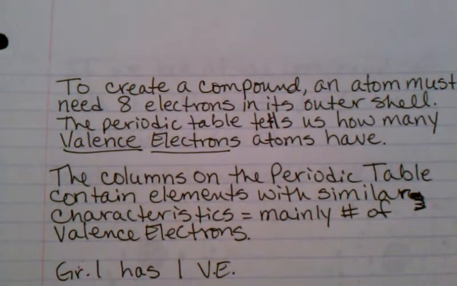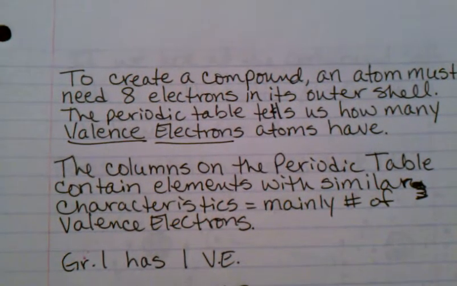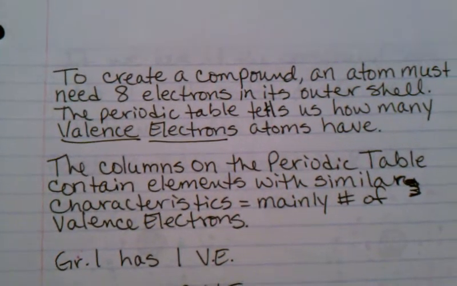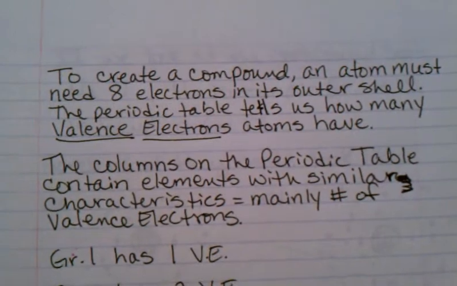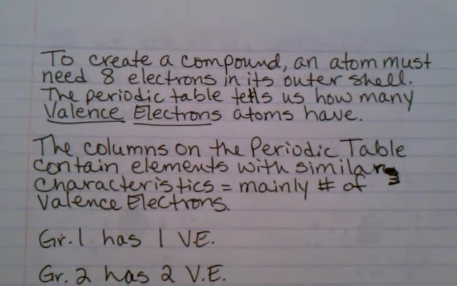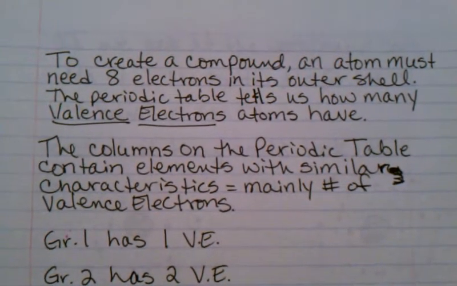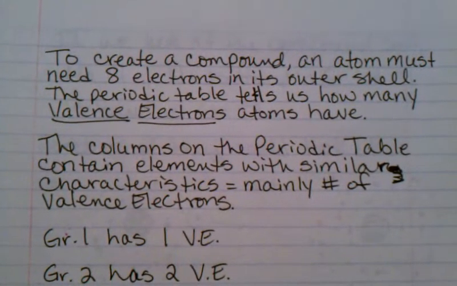To create a compound, an atom must have 8 electrons in its outer shell. In order for compounds to be created, they have to have what's called a full outer shell. And the magic number for most atoms is 8. And the valence electrons are the electrons that are in the outer ring.